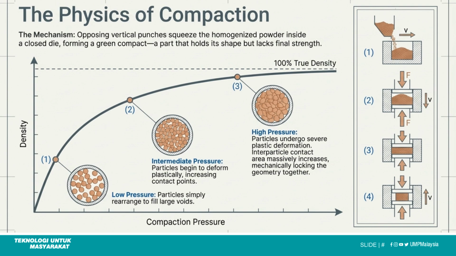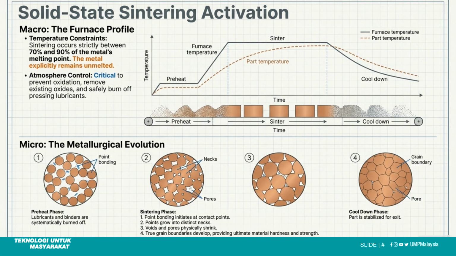Compaction uses opposing punches to squeeze the powder inside a die, forming a green compact. This process increases density through particle rearrangement and plastic deformation under pressure. Sintering occurs at temperatures between 70% and 90% of the metal's melting point, and the metal remains unmelted. This solid-state heat treatment creates point bonding and develops true grain boundaries.